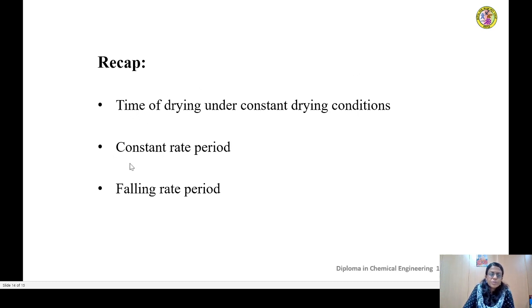So this is what you learnt in today's class. We learnt how to derive the equations to find out the time of drying both during constant rate period and falling rate period, and how to estimate the total time of drying.